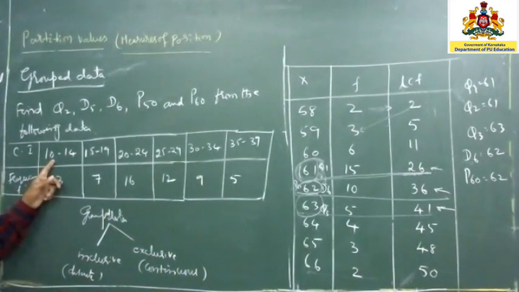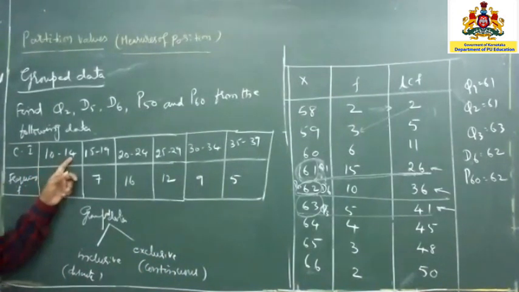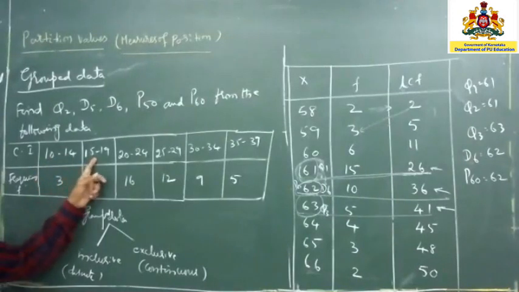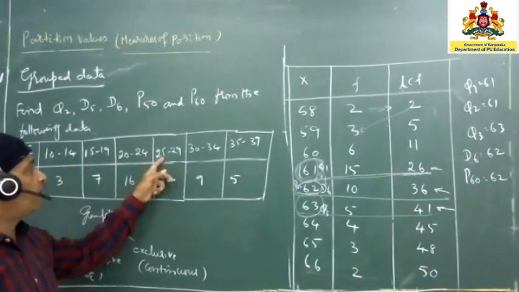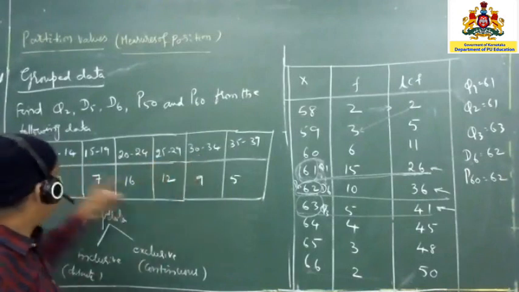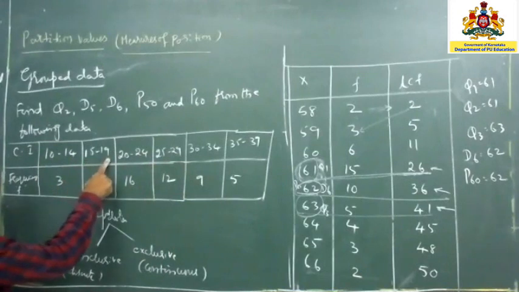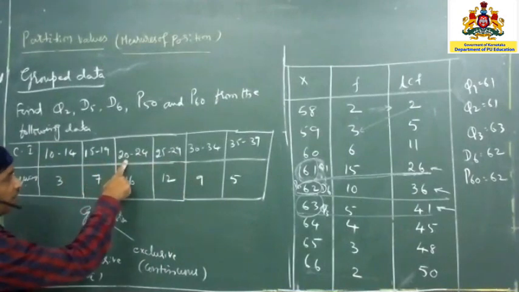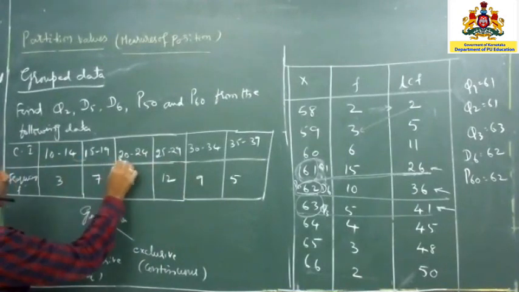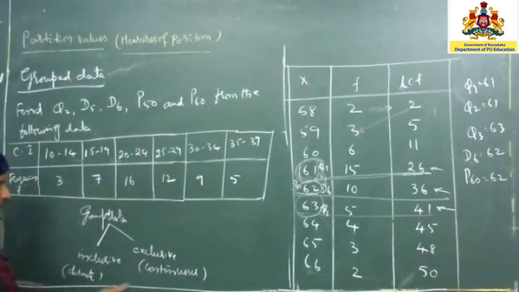Continuity in the sense 10 to 15, 15 to 20, 20 to 25, 25 to 30, 30 to 35, like this. So the upper limit of the previous class is going to be the lower limit of the next class. So these two numbers will be the same always. So that type of data we say is an exclusive class, also called continuous.